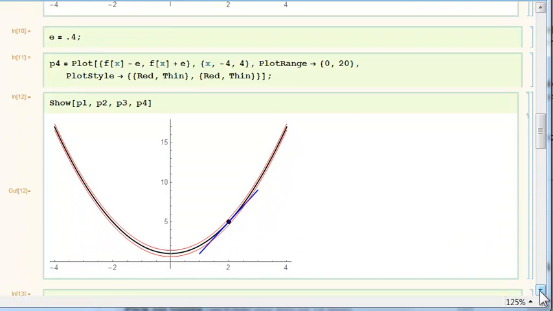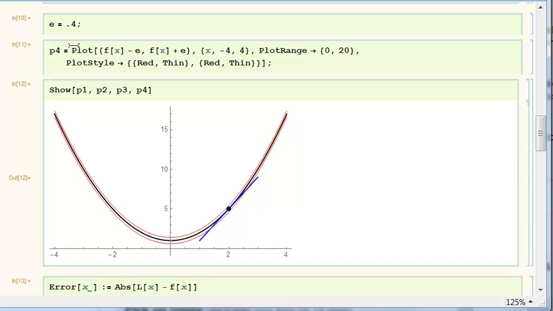Here we're going to define the allowable error in using the tangent line rather than the function itself as 0.4. So plot 4 is plotting f of x shifted down by 0.4 and up by 0.4 to create a band of allowable values before we get beyond the error that we will tolerate. And they're both done in thin red lines.